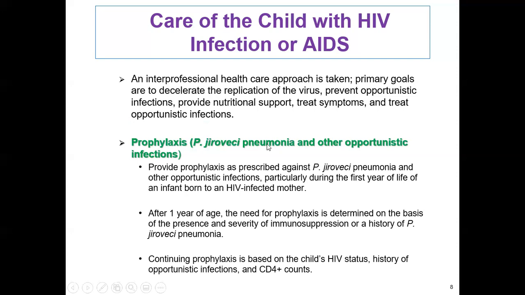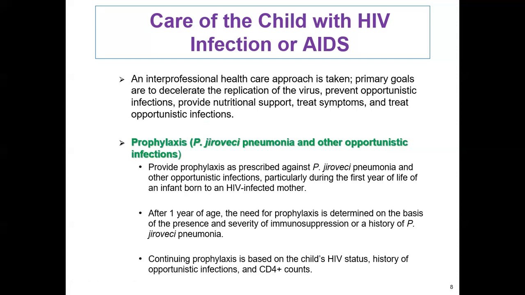So now, a little bit about prophylaxis from opportunistic infection. Prophylaxis is prescribed against pneumonia or other opportunistic infection, particularly during the first year of life of an infant born to an HIV-infected mother.